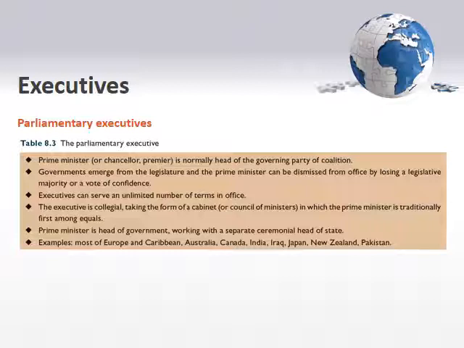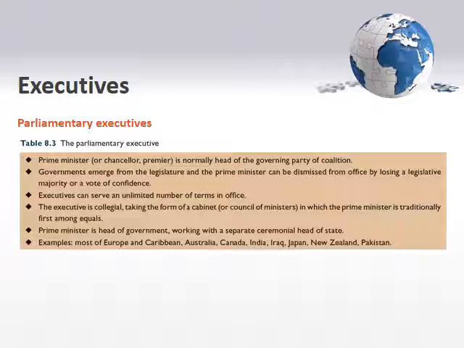So executives in these systems serve an unlimited number of terms in office, and in many cases may be selected as a prime minister and again lose a vote of no confidence, and then years later be again selected as prime minister. The executive branch in this sort of system is more collegial. It tends to be more cooperative. Otherwise, you are going to lose your governing majority.